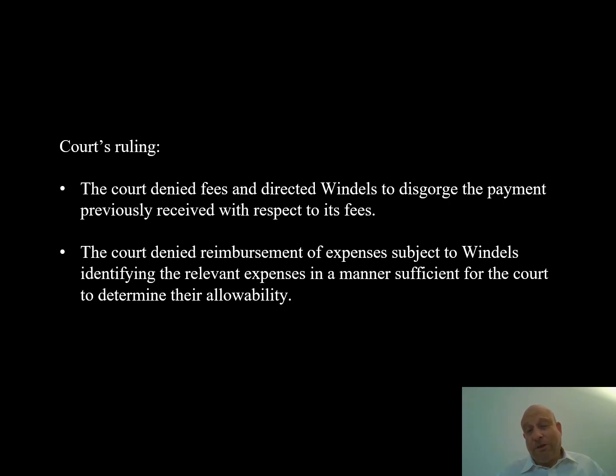So that's the conclusion. It denied all of its fees and had to disgorge the previous payment of fees to it. A very harsh punishment, and it even denied reimbursement of expenses. I guess it was forcing Wendell's to reapply for those, but you can imagine the court was not in a very generous mood when they reapplied.